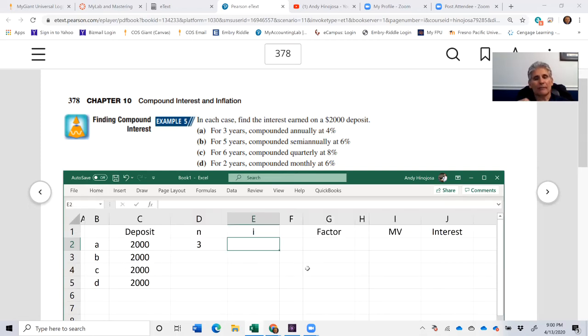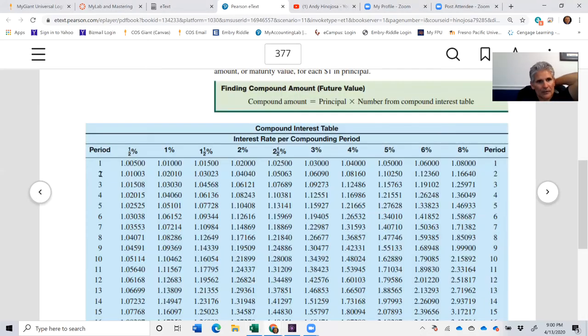I, we're given a rate of 4% for A, but that has to be converted. Well, actually that makes it real easy because it's annual. So that's going to be 4%. Perfect. Now that we have the N and now that we have the I, we can use the lookup tables. The period is 3, the I is 4%. So period 3 and 4%, we'll look for the intersection. 3 and 4%, it's 1.12486.